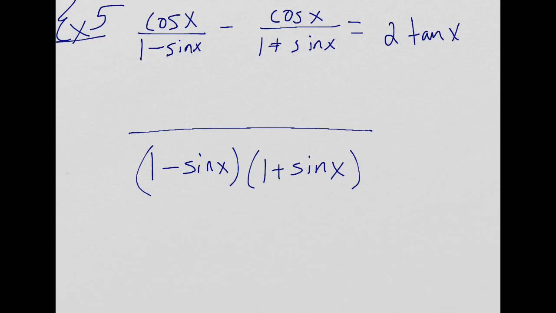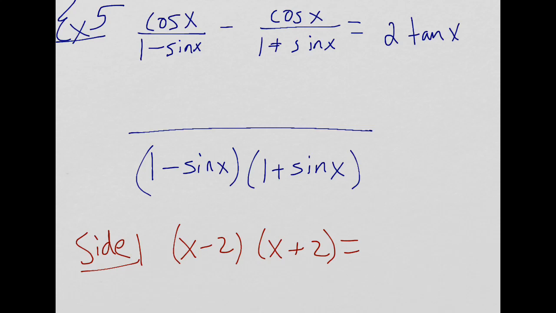Here's something I do want to point out. I don't know if y'all have talked about this before, but what does this look like to y'all? Does this remind y'all of anything the way this is written? This is just a side note, so y'all don't have to write this down unless you want to. If I have x minus 2 times x plus 2, I don't have to fully multiply that out, I should just know what that is. It's just x squared minus 4, because if I factor that, it's a difference of squares, and it gives me this.